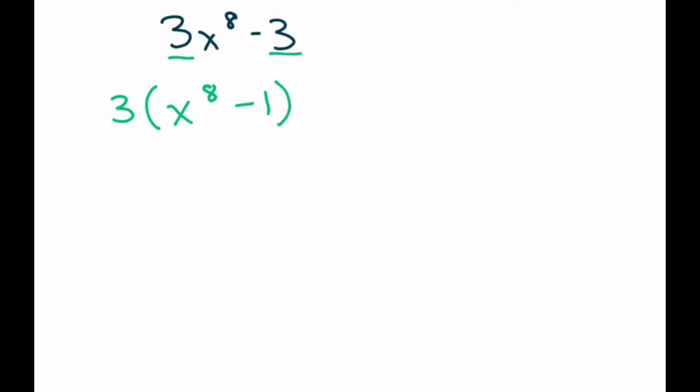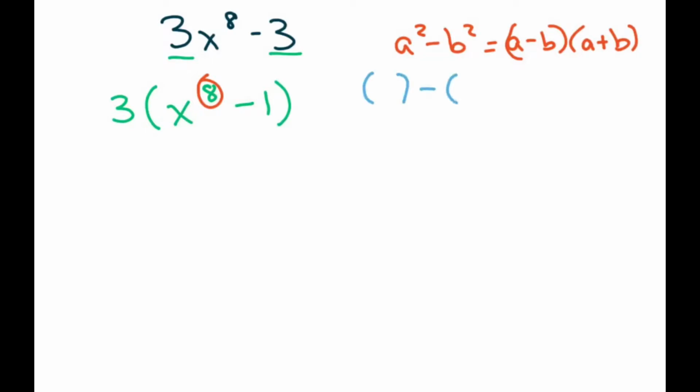Alright, so this one has the form of, especially since it's the even number, a squared minus b squared. So that's going to be a minus b times a plus b. In this case, what I want to do is find my a and my b. Well, my b is 1, so that's easy, because 1 squared is 1.